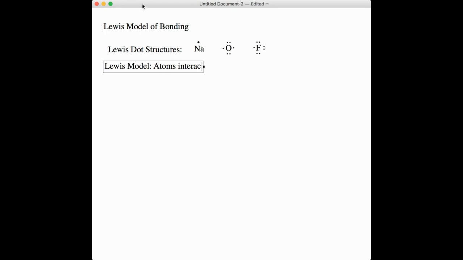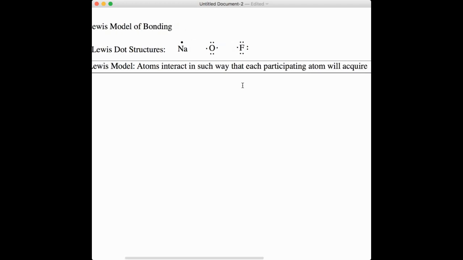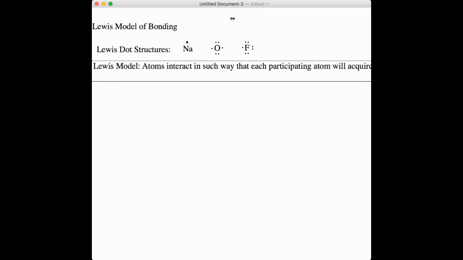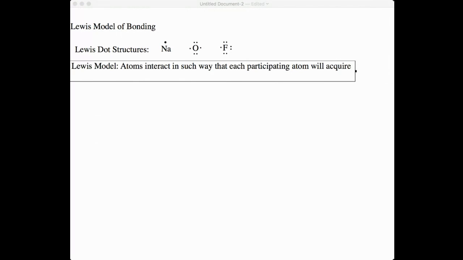So atoms interact in such ways that each participating atom will acquire 8 electrons in the valence shell, or, to be more specific, a complete outer shell electron configuration.